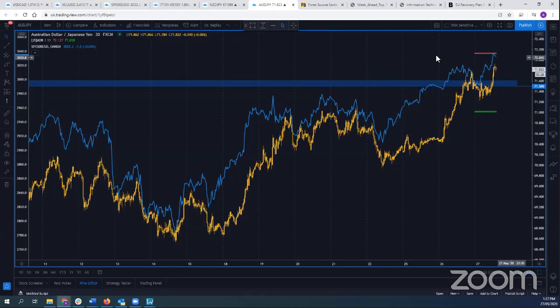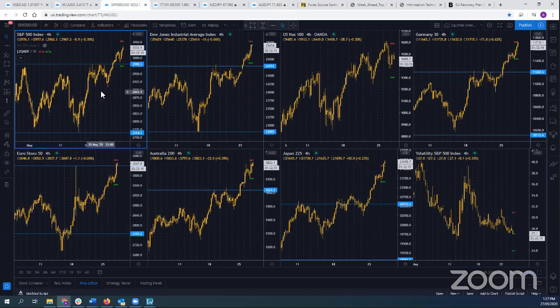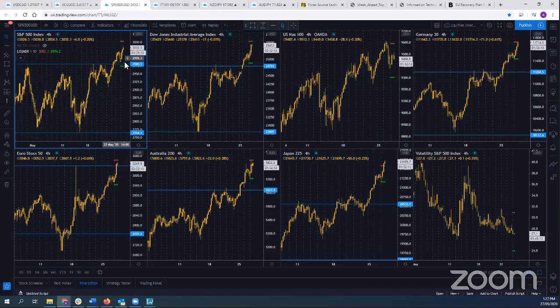One thing that we can look at from a technical perspective is to try and look for some possible confluence areas for both of them. So looking at the S&P, an obvious level for the market to want to retest would probably be the 3,000, maybe below that.